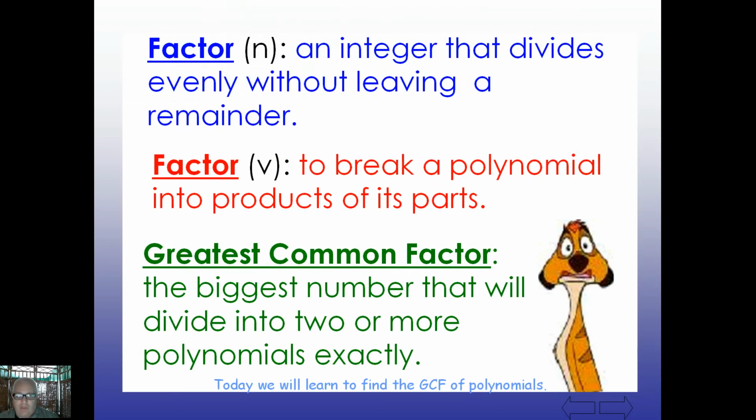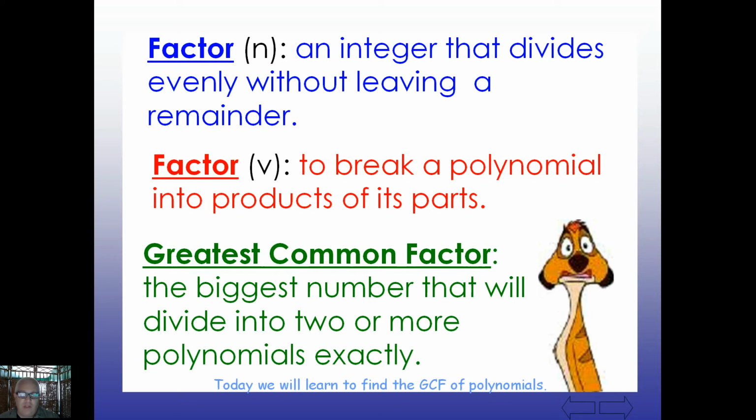So here we have a list real quick, starting at the bottom, greatest common factor. Well, that's the biggest number that you can divide into two or more polynomials exactly. So if we were to take some little piece of a polynomial and we could extract something out, it would be the greatest common factor if we can take everything out, being the largest piece there. To factor is to break the polynomial into a product of its parts. We're also going to see that in just a second. And the factor is a noun.